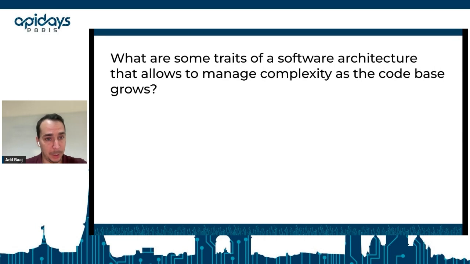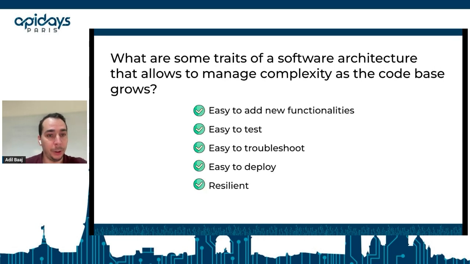Arguably, what we're looking for in such a code base is that we want it to be easy to add new functionalities, to add tests, especially unit and integration tests. We want it to be easy to troubleshoot and to deploy. We also ideally want it to be resilient, in the sense that if one part of the system fails, we don't want it to potentially bring down the whole application. So now we'll explore a few architectural designs and see if they tick all the boxes.